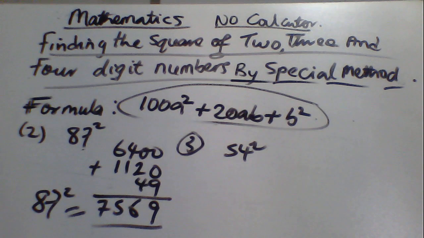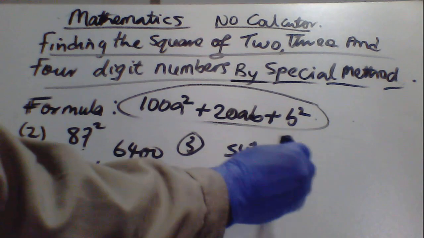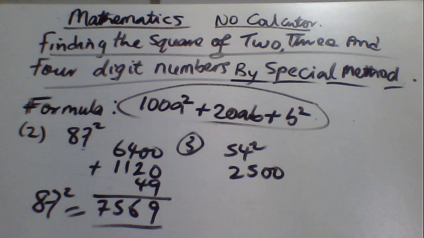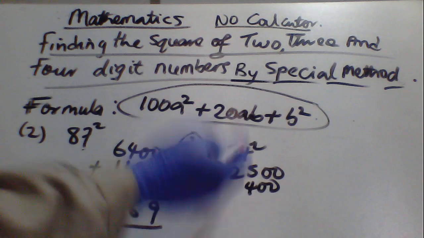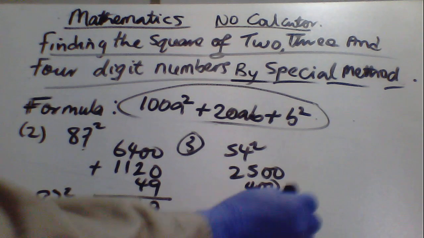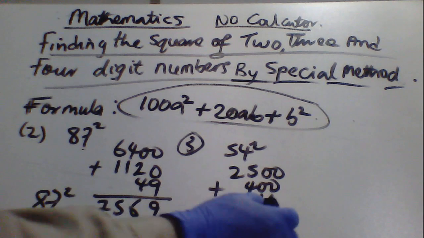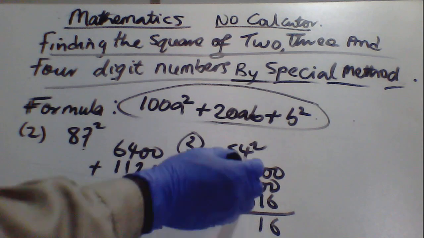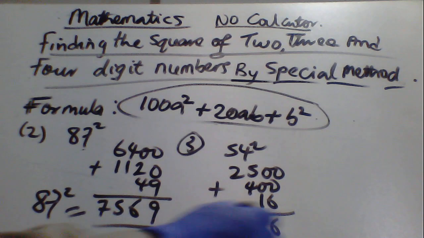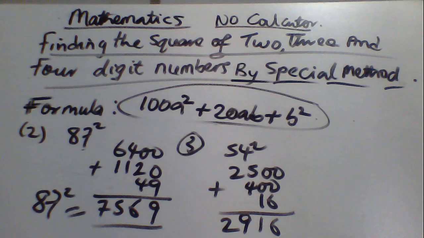Square 5 will give us 25, times 100 will give us 2500. Multiply 5 by 4, which gives us 20. 20 times 20 will give us 400. Square the last number, which gives us 16. You sum up: 6 gives 6, 0 gives 1, 5 plus 4 gives 9. You write 2. So in this case, you have 2,916 as the square of 54.